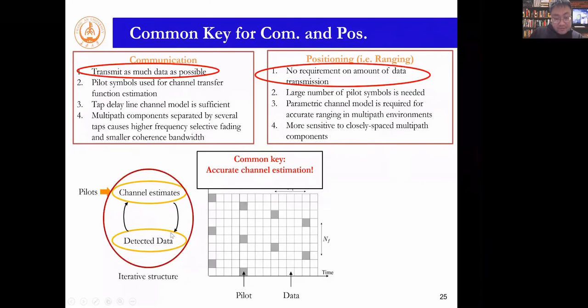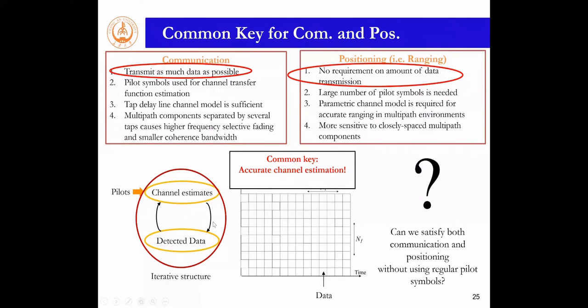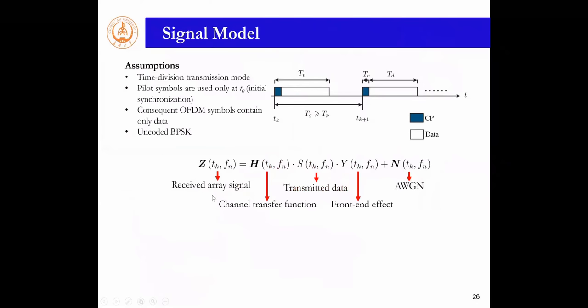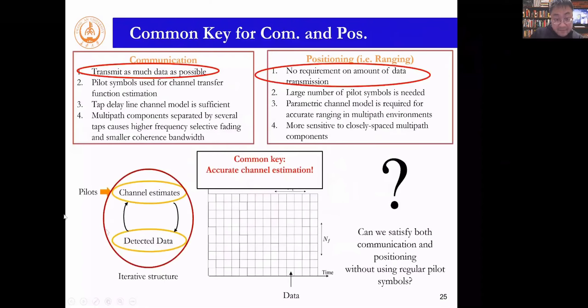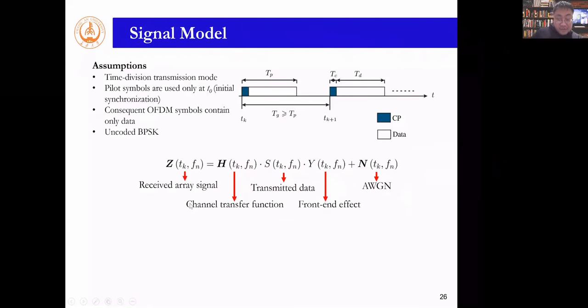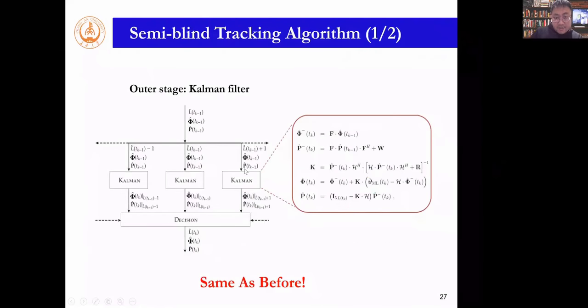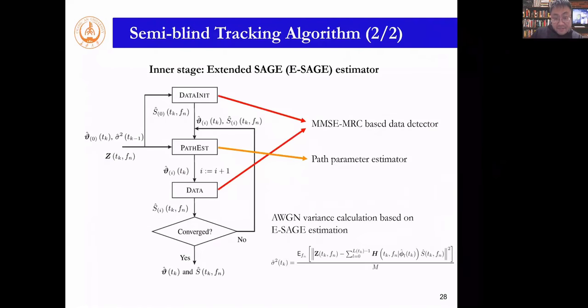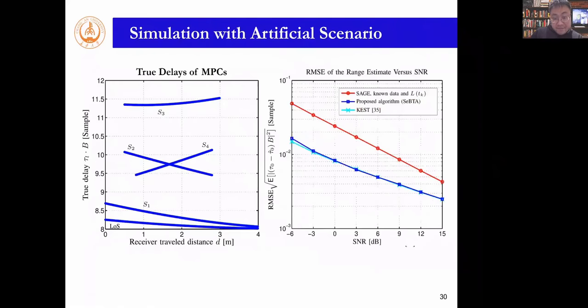And now, because we have a conflict between comm and pause, because in comm we want to use less payloads, but for positioning we want to use more payloads. And here comes the question, that is, can we satisfy both without using regular payloads, even without any payloads? And the answer is yes, it's very simple. So the idea is simply to rely on the iterative structure. So we are tracking the channel and use the channel prediction for the next time step to first detect the data and use the data back again to re-estimate the channel and so on. So I'm going to skip the very detailed steps. I'm just going to show you some examples based on the real measurement data.